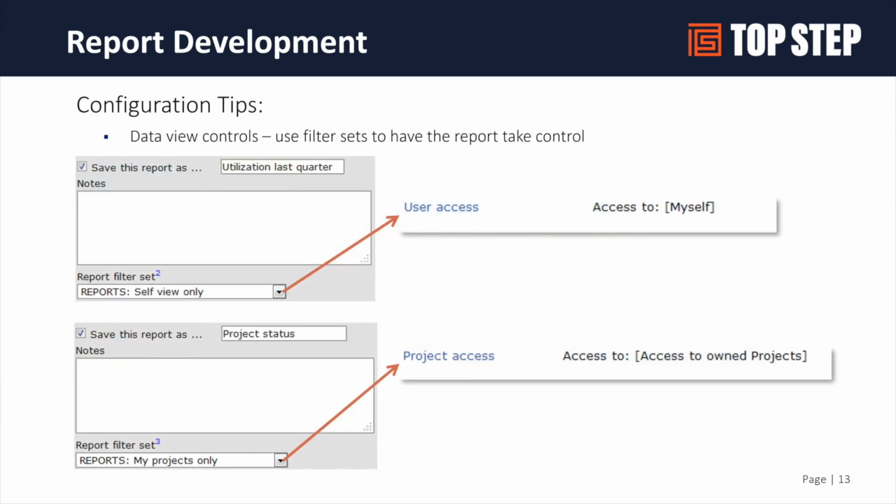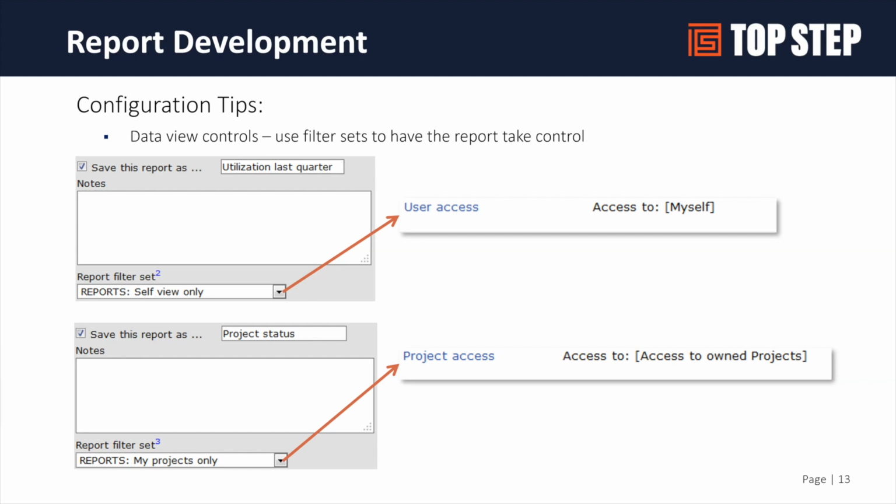So, data view control. This is probably something that most people don't take advantage of as much as they could, but we help customers build these report filter sets. A user has a filter set on my record, I have all access, and I can go in and see all the data, which is great. But let's say I want a report where I run it and I only see data like a utilization report. I want to see my utilization. I don't want to see everybody's.